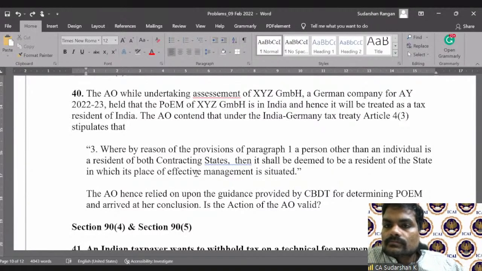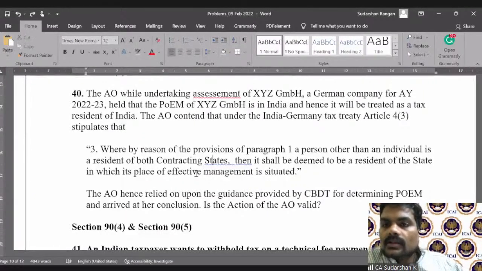Now, he is a resident in both the states. So to break the tie, Article 4.3 of the India-Germany Treaty says a person other than an individual, which means a corporate entity or a non-individual, if he is a resident of both contracting states, then it shall be deemed to be a resident of the state in which the place of effective management is situated. So the tiebreaker is broken in such a manner where the POEM is, that state is where he will be a resident.